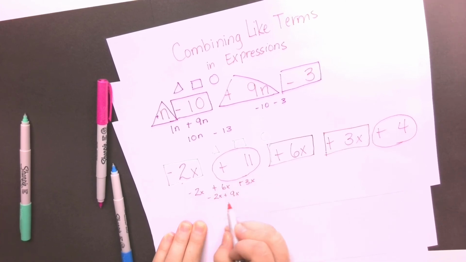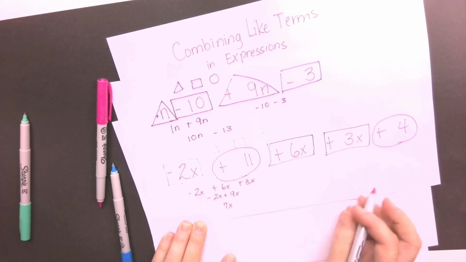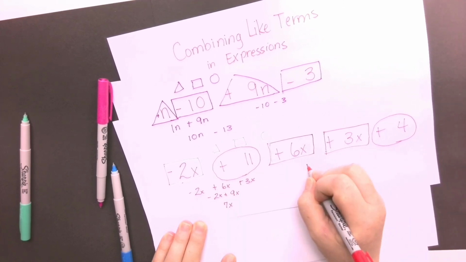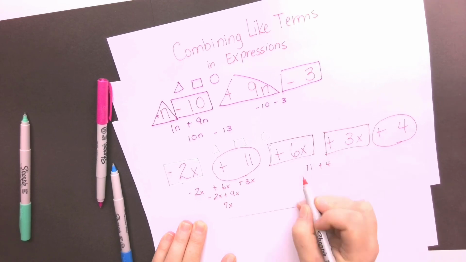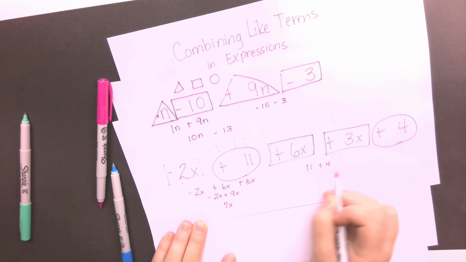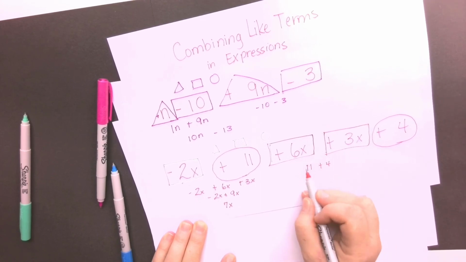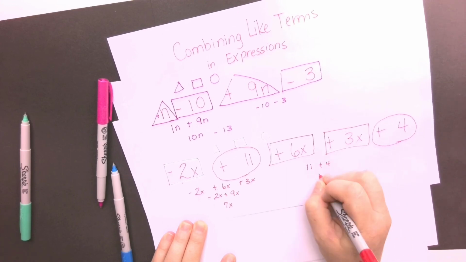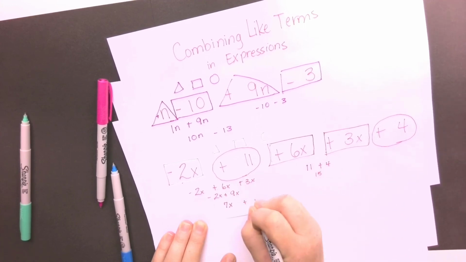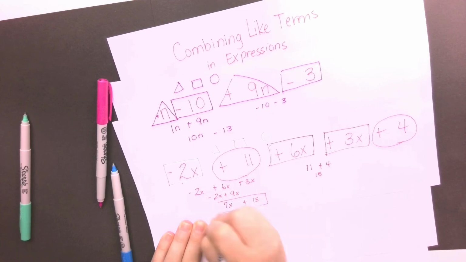Okay, and because these have different signs, I'm going to take the difference. And the difference would be 7. 9 is bigger than 2. It's positive, so my answer is going to be positive 7x. Okay, now I'm going to come back and look at my constants. I have an 11 plus 4. Now I didn't bring the plus sign down with it because I know in math, if I don't have a sign in front of it, it is positive. 11 plus 4 would give me 15, and so I'll put that as 7x plus 15, and now all my terms are combined.